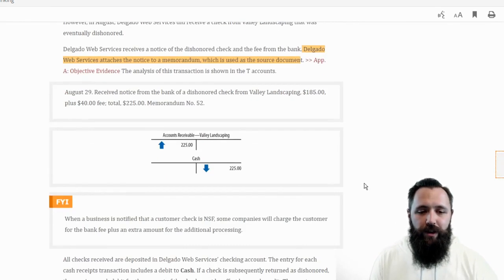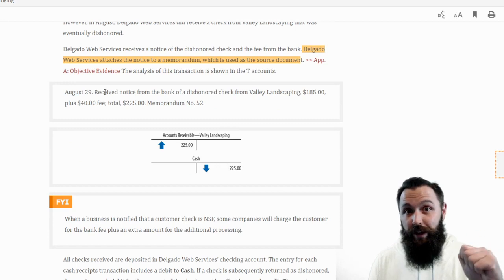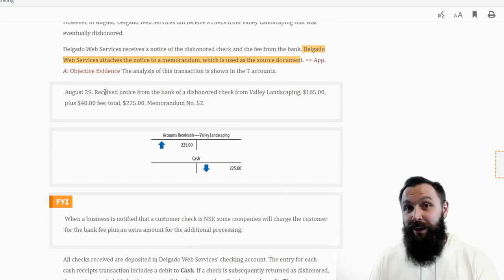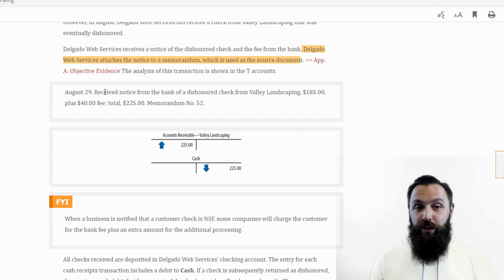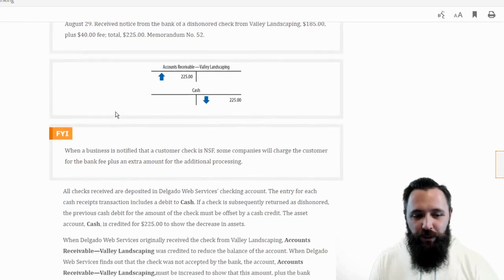So here's our transaction, and it says August 29th, we received a notice from the bank of a dishonored check for Valley Landscaping, meaning we got that check from Valley Landscaping, we sent it to the bank, and the bank said, no good, there's no money in there. So we received that notice, the check was $185, and then the bank charges $40. Well, are we going to just let Valley Landscaping get away with that? No, we are not. So what do we actually do here?